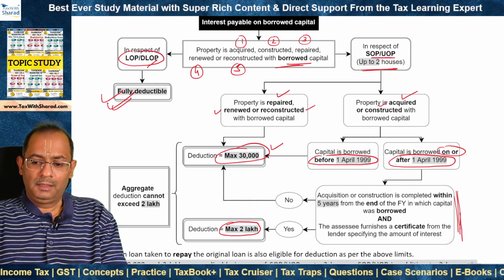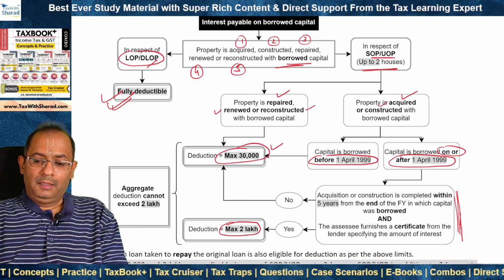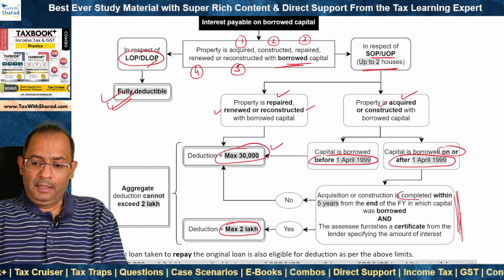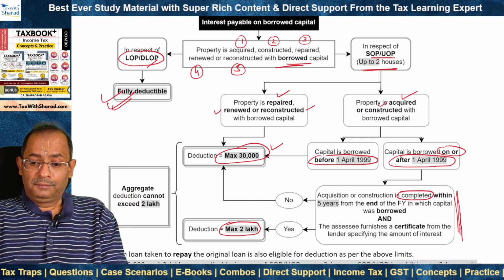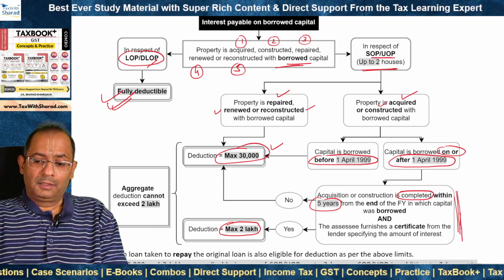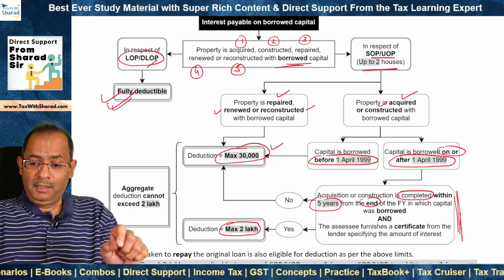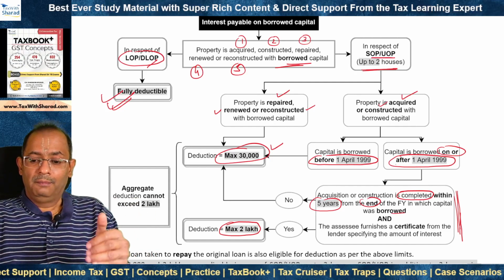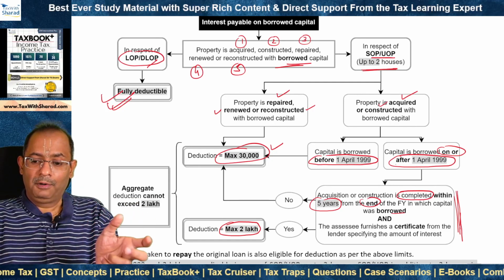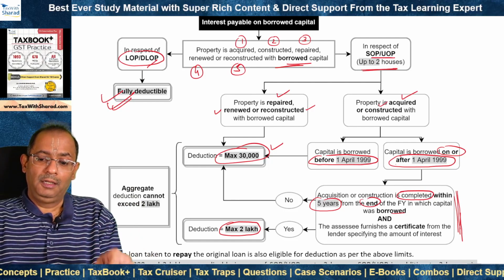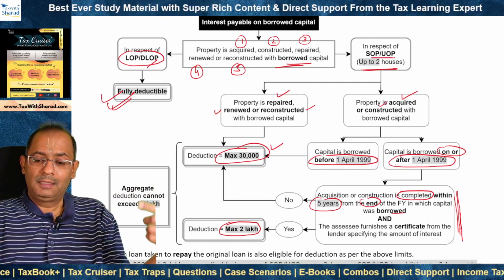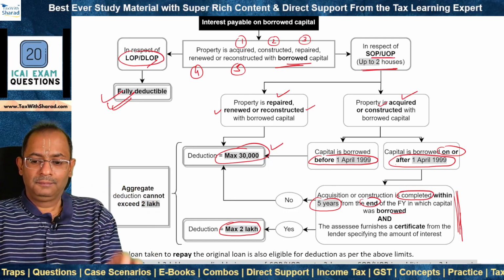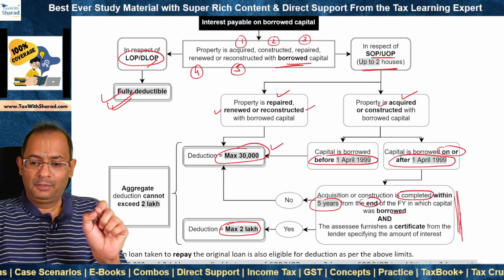What are these 2 conditions? First condition is that the acquisition or construction of the property should be completed within 5 years from the end of the financial year in which the capital was borrowed. Not from the date on which capital was borrowed, but we look at the financial year in which the capital was borrowed, then the end of that financial year, and the 5 years timeline starts from then, and within that timeline acquisition or construction should be completed. So there is a timeline for completion of acquisition or construction.